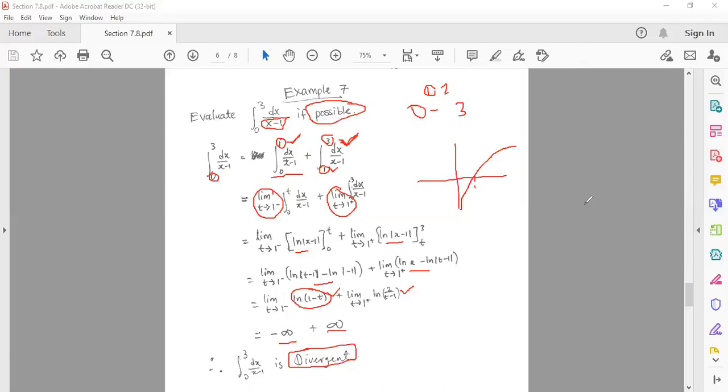Someone said, if one integral is convergent, then the other one is divergent, what would be the conclusion? The conclusion is that it's divergent. If you have 2 integrals, so if you can split this one into 2, and one of these pieces is divergent, then the whole thing is divergent.